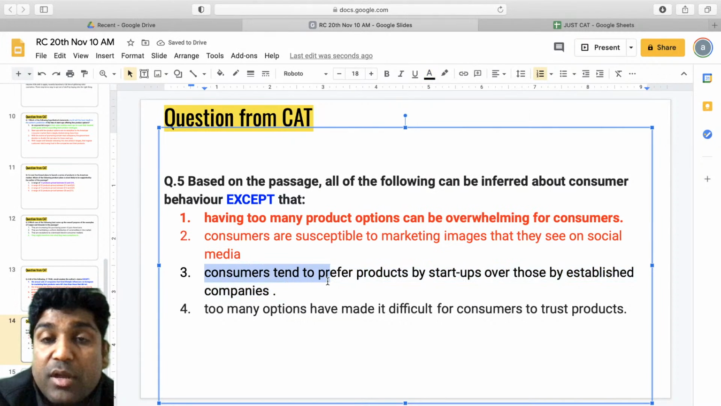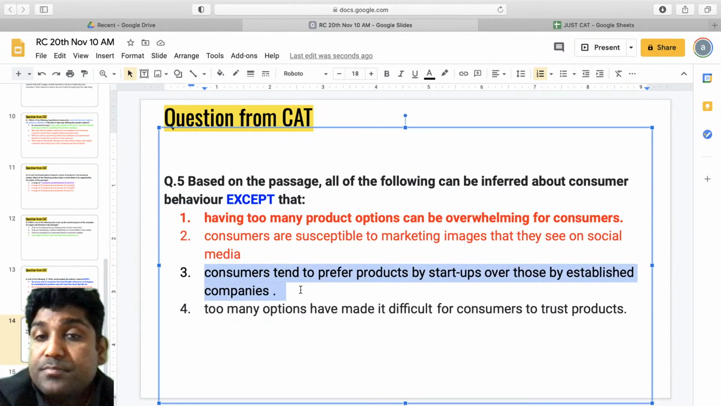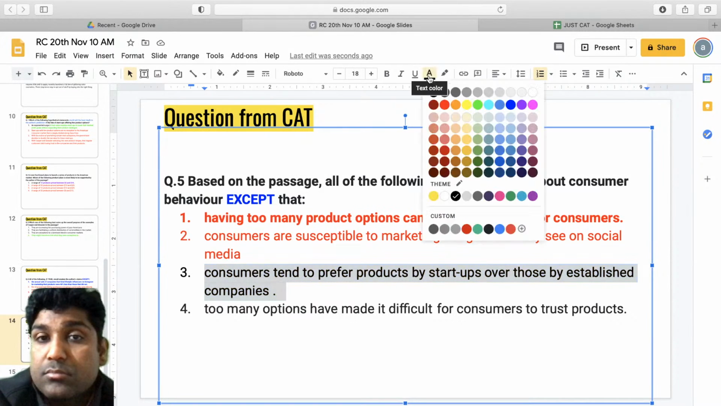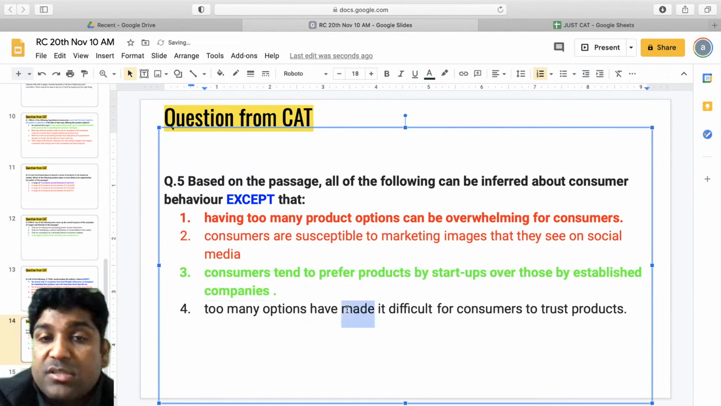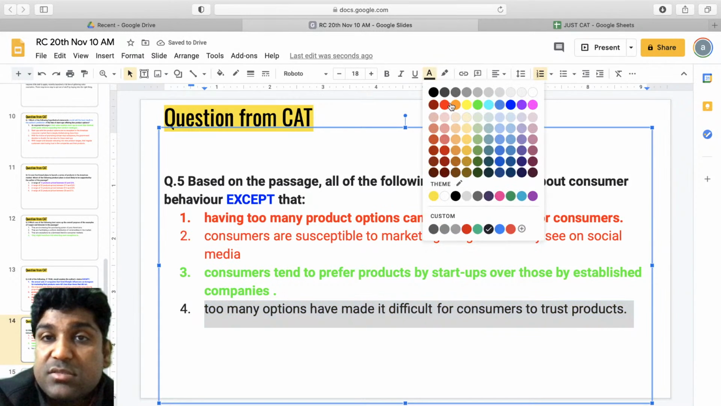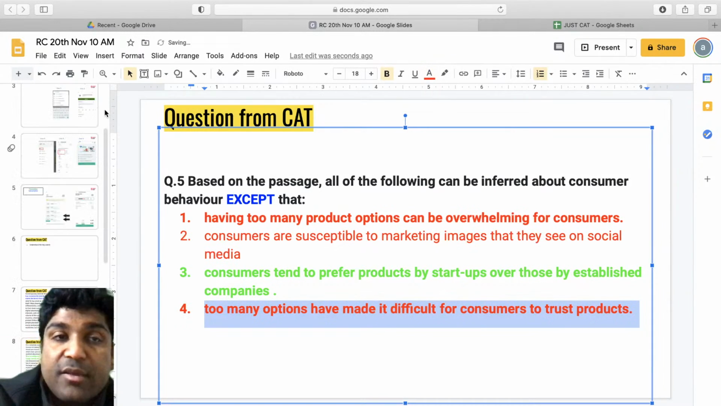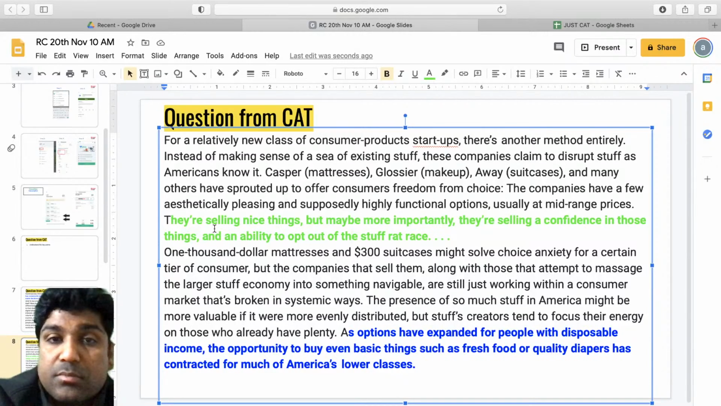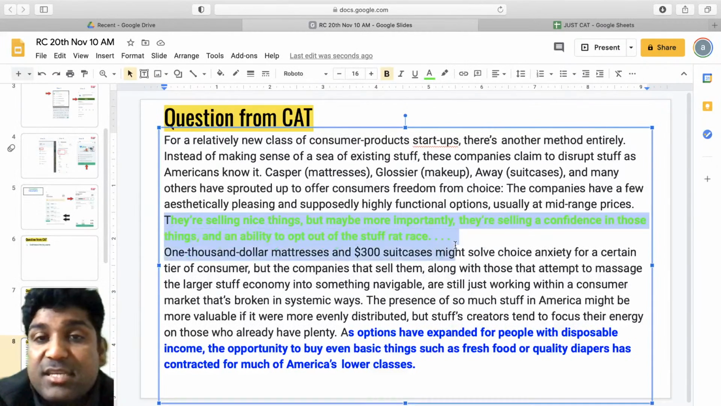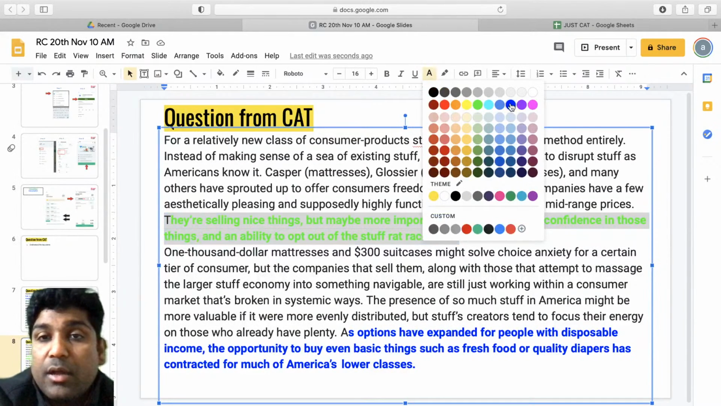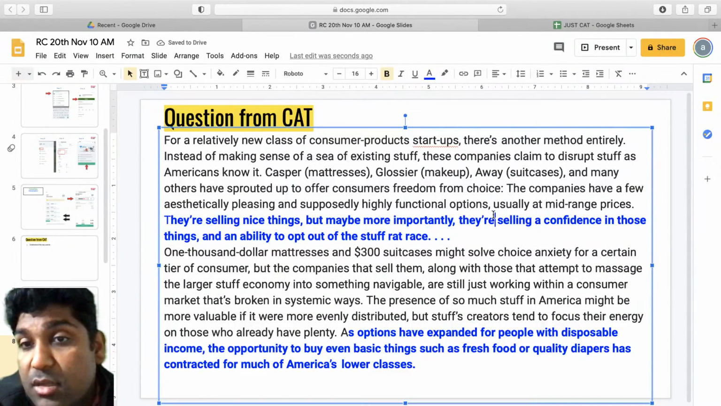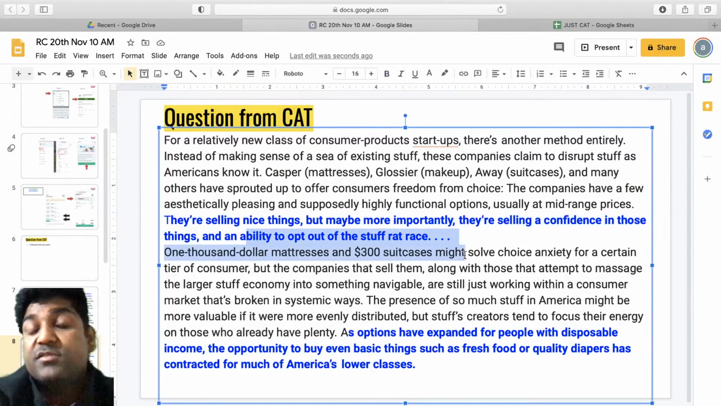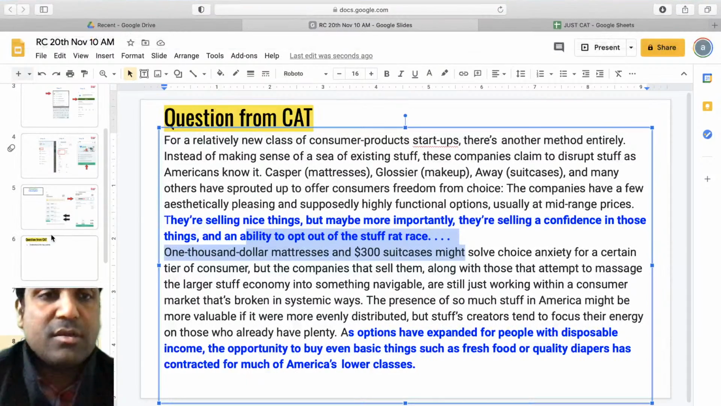Consumers tend to prefer products by startups over those by established companies. So this was never mentioned. Too many options have made it difficult for consumers to trust products. This can also be understood because we have mentioned here that they're selling nice things, but maybe more importantly, they are selling a confidence in those things and an ability to opt out of the stuff matrix, right?